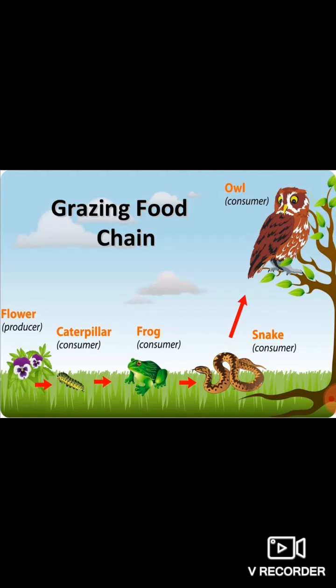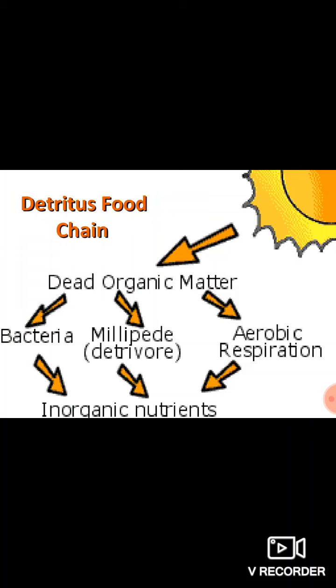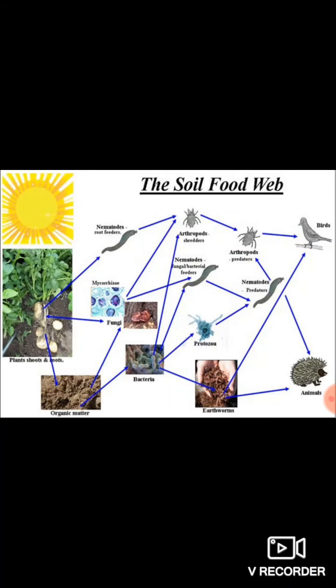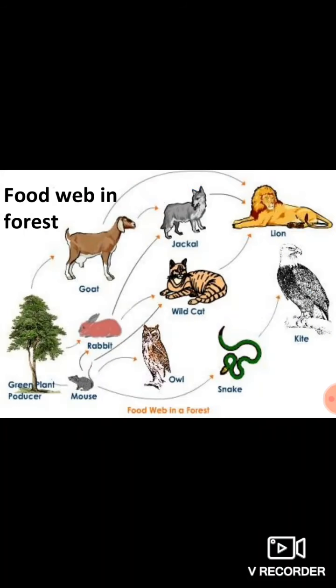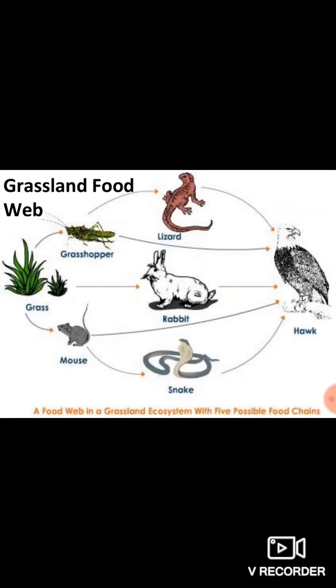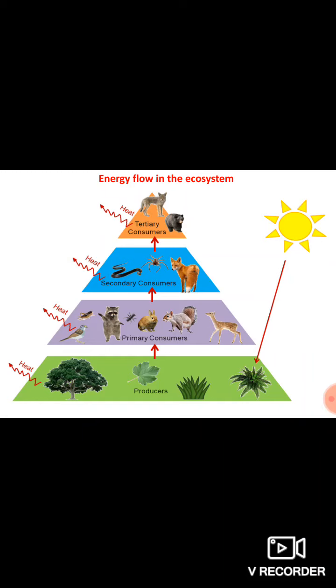The only difference is the way of representing them, and why it is called a chain, why it is called a web, and why it is called a pyramid. Last time we saw a food chain, we saw a detritus food chain, and we saw a food web. I told why it is called a food web: aquatic food web, food web in forest, grassland food web, and energy flow in the ecosystem.